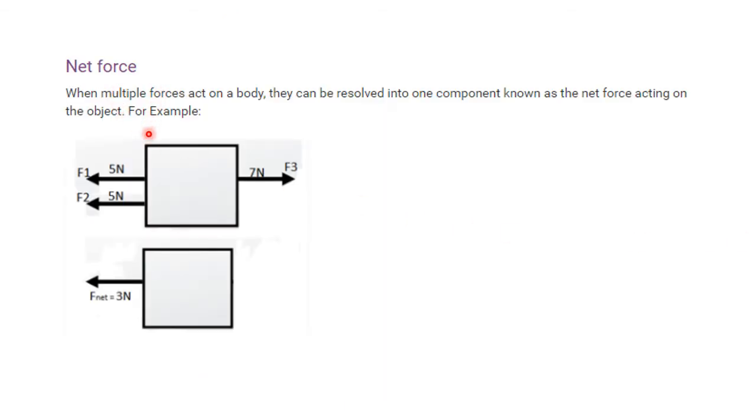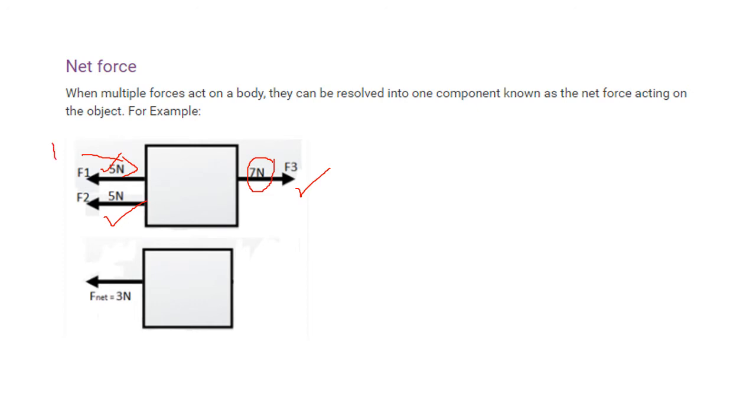So what is a net force that we need to remember? You can see this box. Two people are pulling in this direction, one person applying 5 Newton and another person applying 5 Newton. But on this side only one person is there, applying 7 Newton.